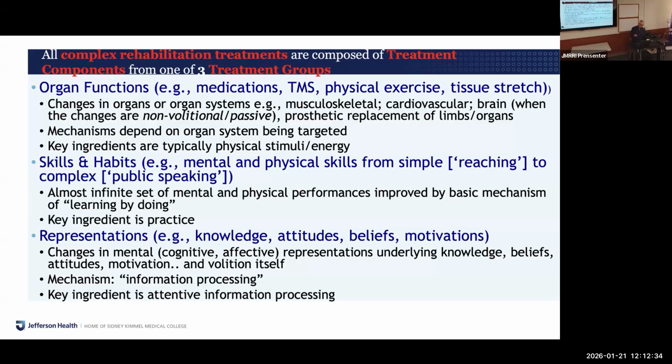And then the third category, representations, short for mental representations, is referring to the contents of the mind: knowledge, attitudes, beliefs, motivations. And those typically are changed or altered by either the delivery of new information or the request to re-examine and reorganize information that you have already acquired, things like education and counseling and so on.